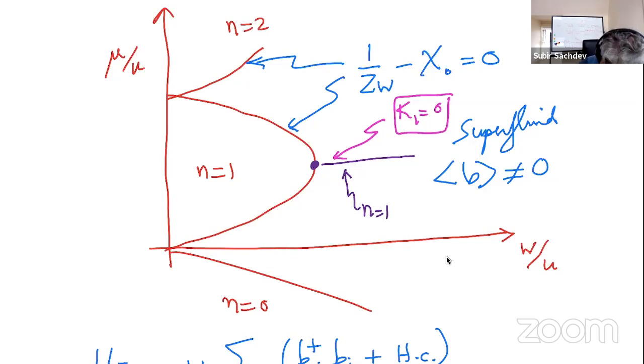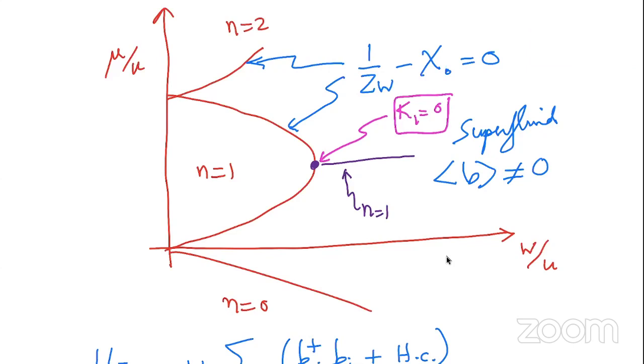Well, sorry, right at the tip, I should say. And that's really the most important place where we are interested in it. Right at the phase transition, k1 is 0. And even actually a distance away from it to leading order. Okay, so how do we come to that conclusion?